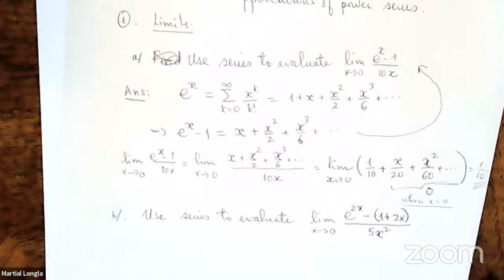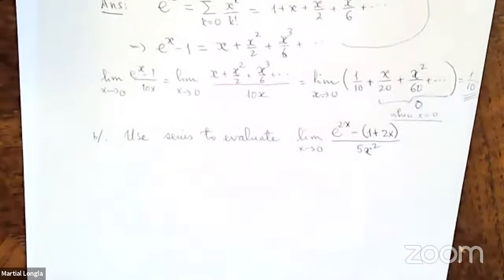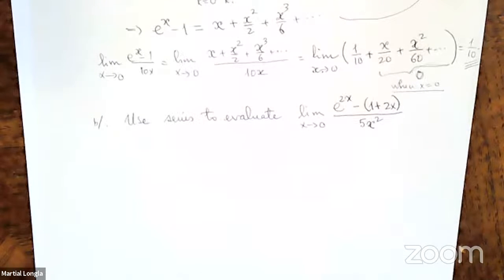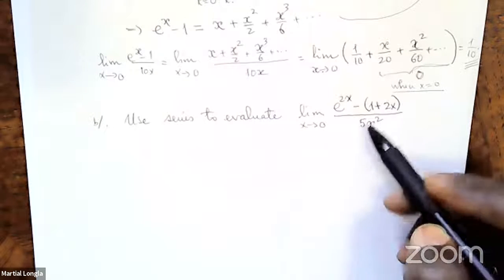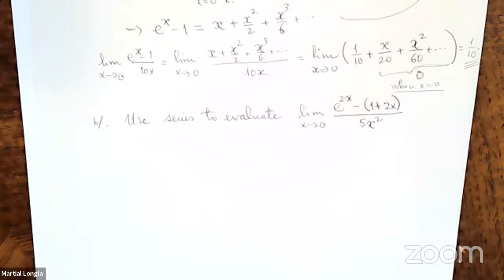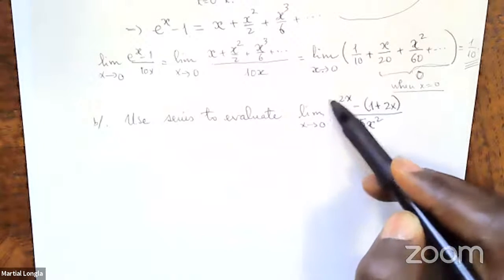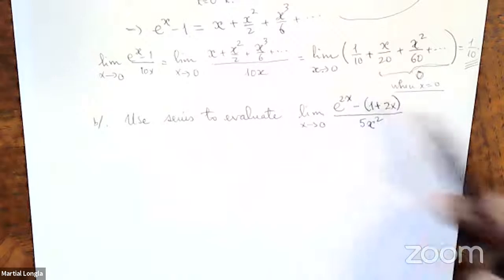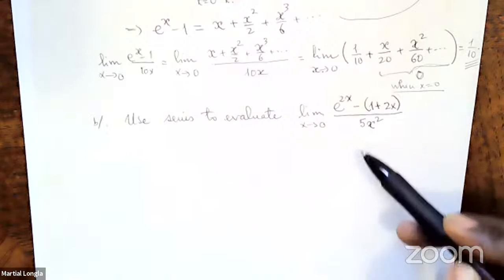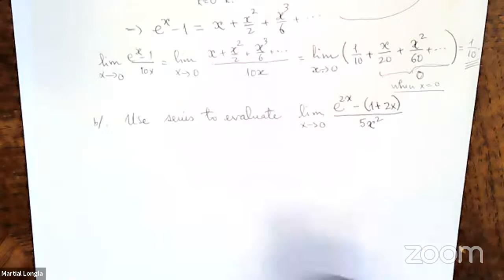So you have a limit like this, and you look at the numerator, you can see that the numerator has e to the x, okay? So that's not a power of x, so you can write that as a power series. The denominator is 5x squared, so that's already a power of x. So all you need is to get the power series of e to the 2x and then subtract 1 plus 2x and then plug them in here and divide.